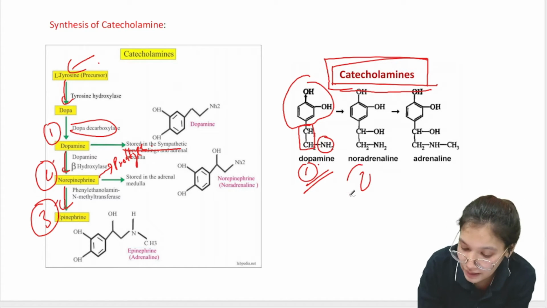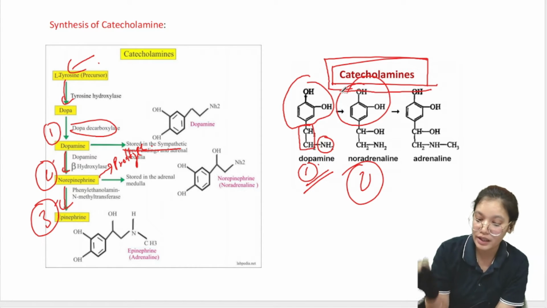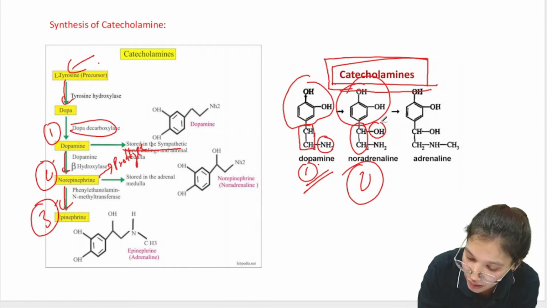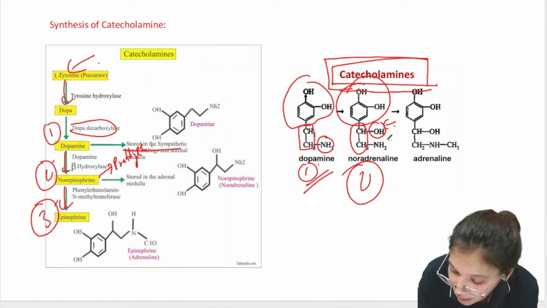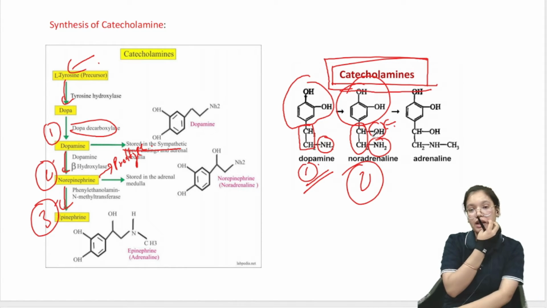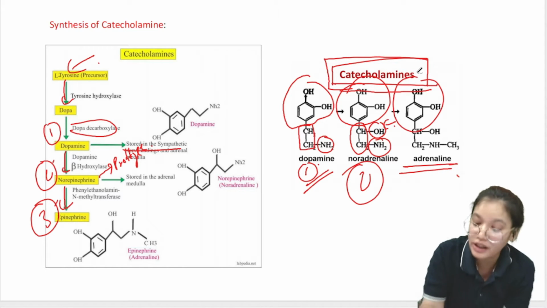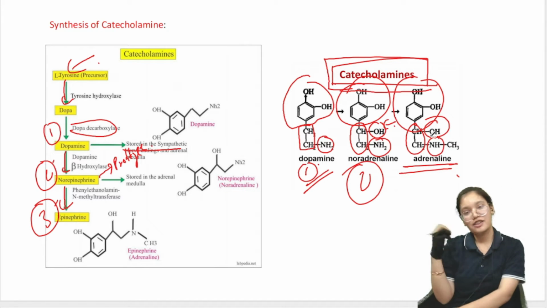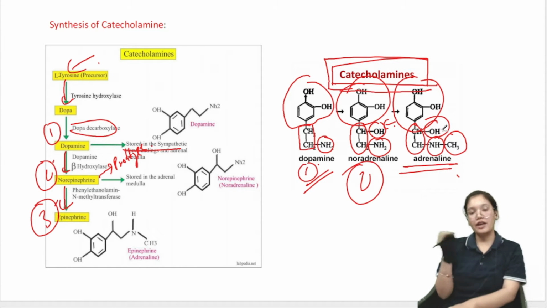Second is noradrenaline. In noradrenaline, again we have a catechol ring, an ethylene chain bridge, a beta hydroxy group and an amine. Now, in adrenaline, we have a catechol ring again, an ethylene bridge, a beta hydroxy group and an amine, with CH3 attached to the amine group. That is adrenaline.